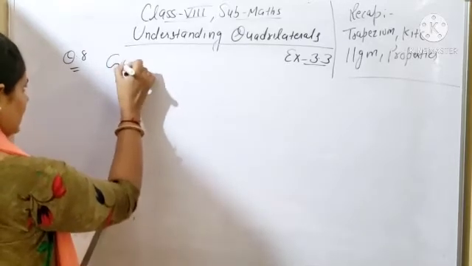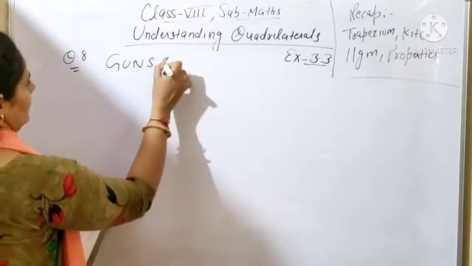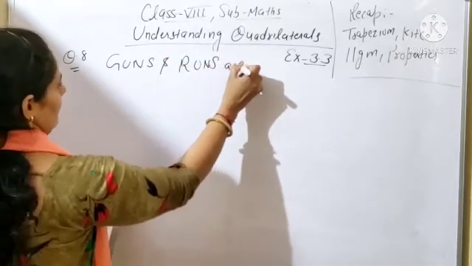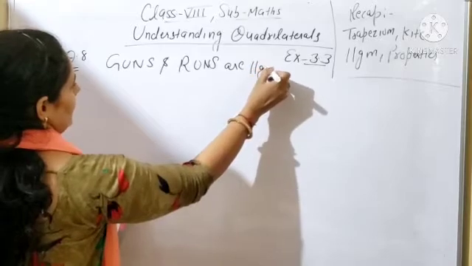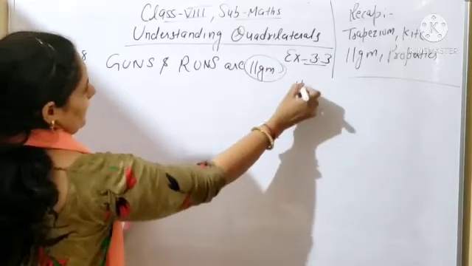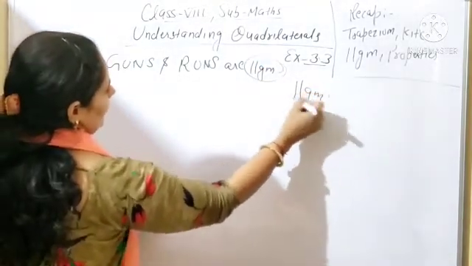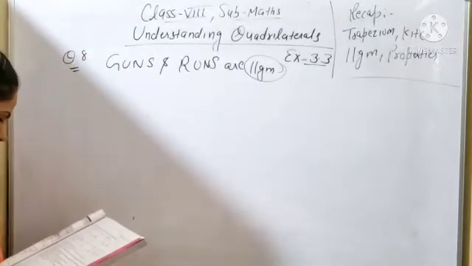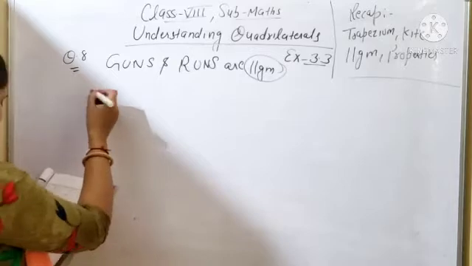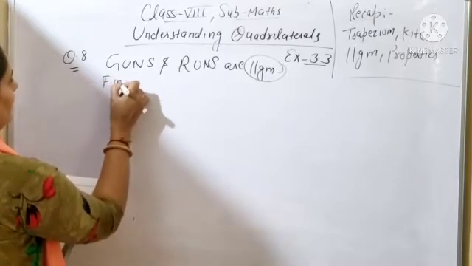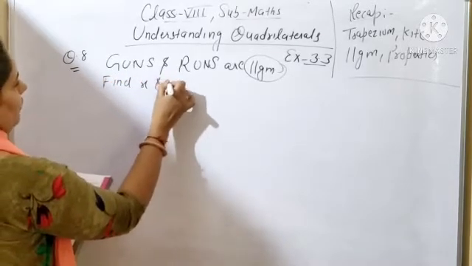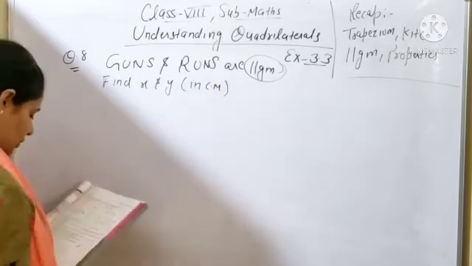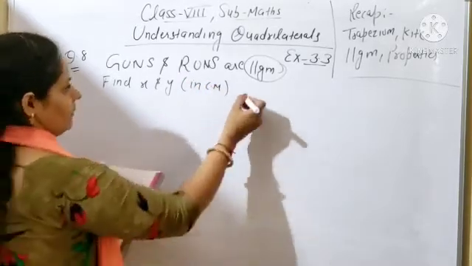Following figures, GUNS and RUNS are parallelograms. Okay, this is the sign of parallelogram. So I am writing parallelogram in short form. Okay, GUNS and RUNS are parallelograms. Find x and y. Lengths are in centimeter. Okay, find x and y in centimeter. Clear? So first I am making the diagram.